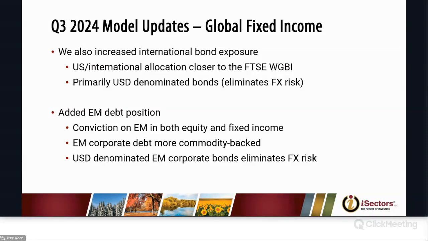So there is concern about the developed international banks, less concern actually about the emerging market corporate debt. They don't have as many financials in their corporate debt, and they're commodity based, which we think in a period of inflation gives us additional protection.